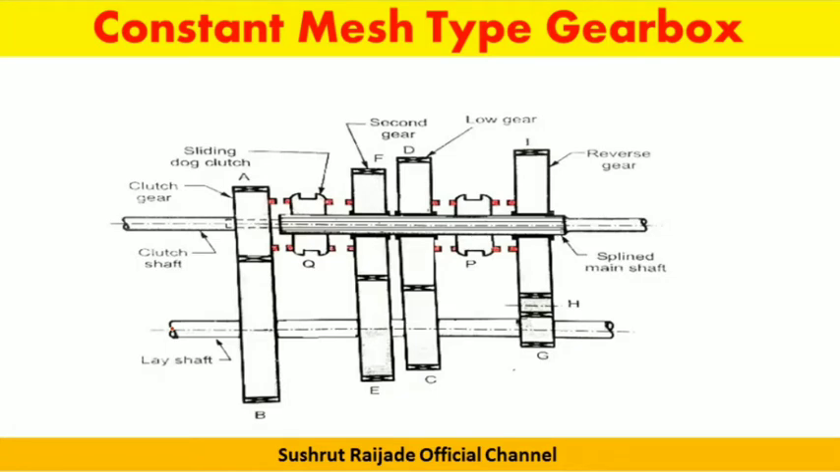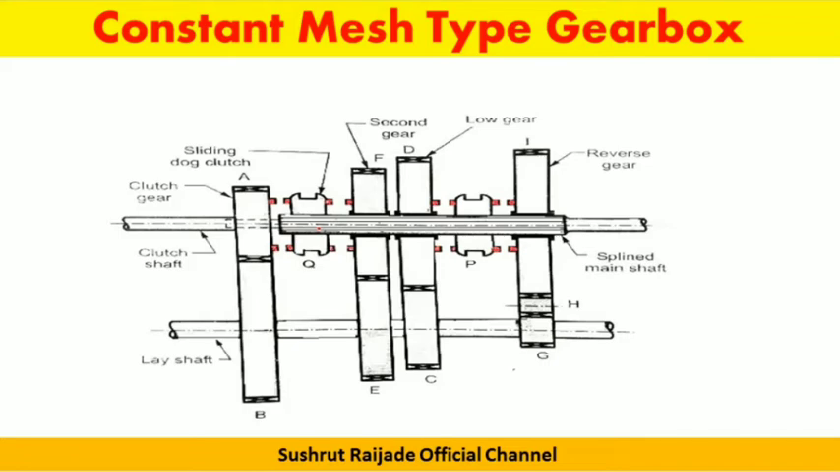In this video, we are going to see the gearbox type, that means constant mesh type gearbox. Here you can see the layout or figure of the constant mesh type gearbox. As the name indicates, in this type, all the gears are in a continuous or constant mesh with each other. Selection of gears takes place by additional sliding dog clutches provided on the main shaft.